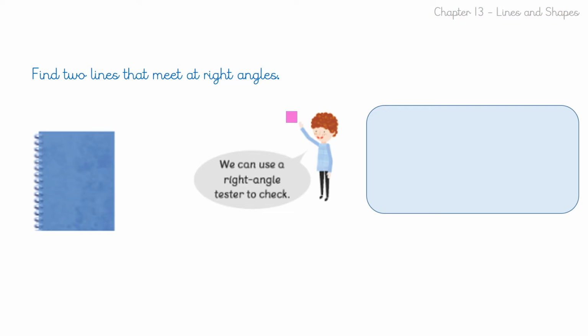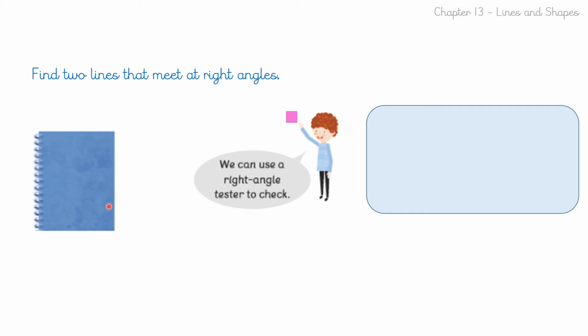It's a bit easier. Let's look at this notebook. How many right angles can you find? That's it. There are 4 right angles. 1, 2, 3 and 4. Remember, you can always use your right angle tester to check and to help you if needed. So there are 4 right angles.